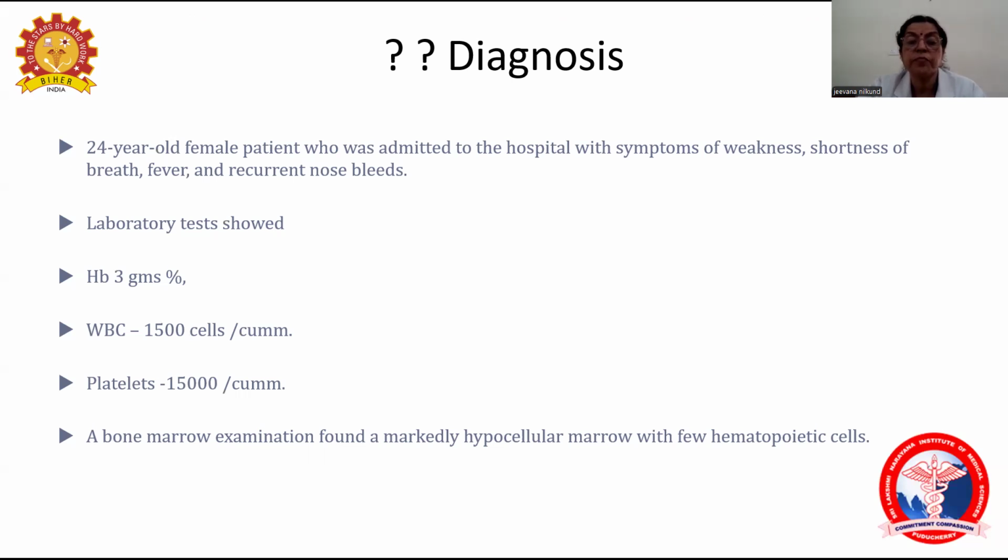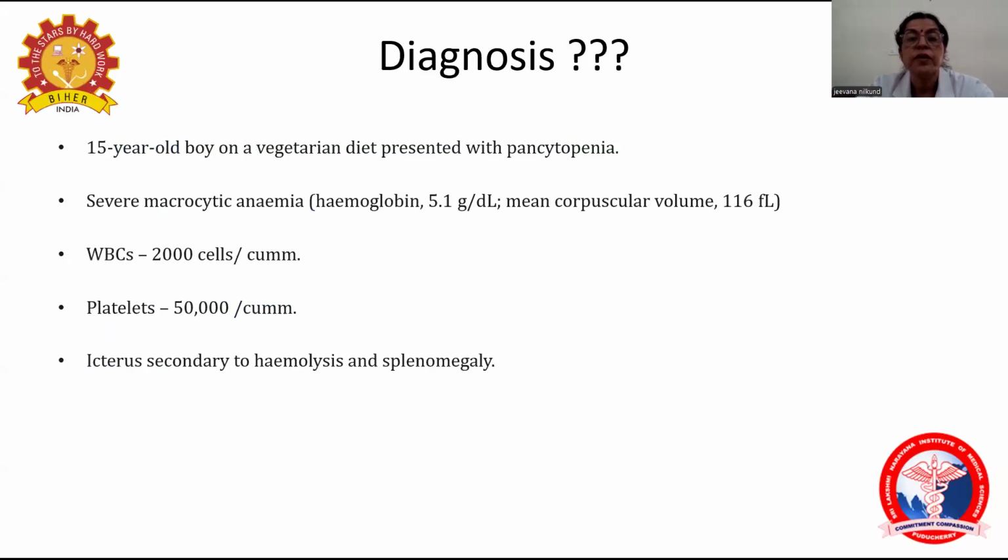And a bone marrow examination was found to be hypocellular marrow with few hematopoietic cells. So this is one case scenario where all the three cell lines are reduced and the bone marrow is hypocellular. The second case scenario is a 15-year-old boy.